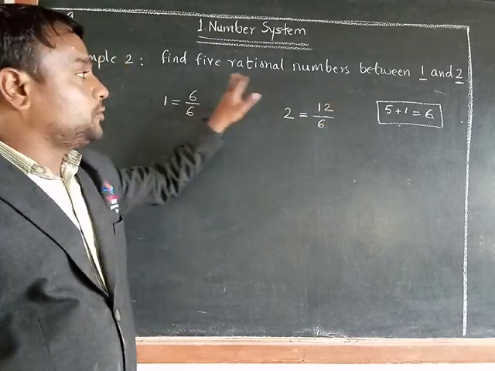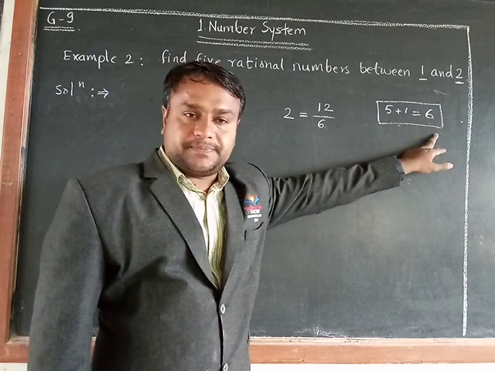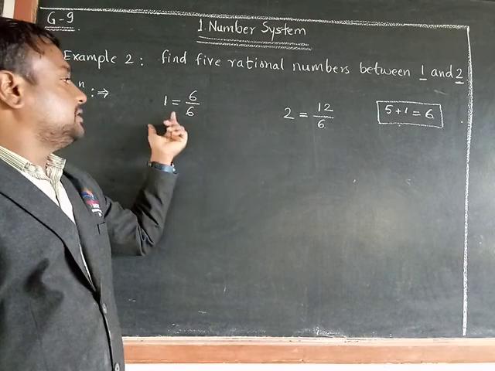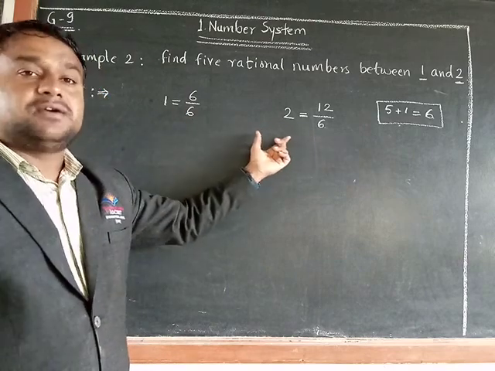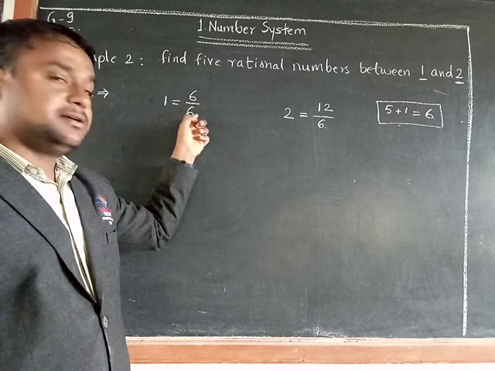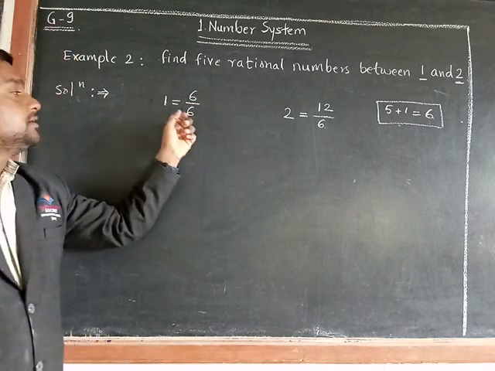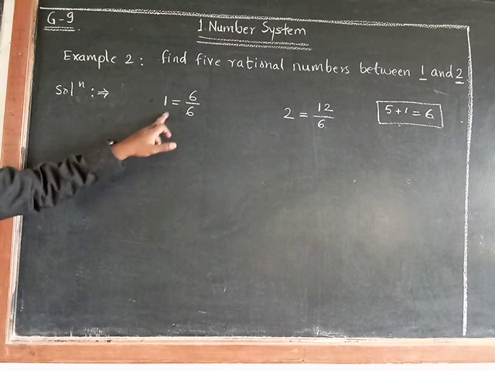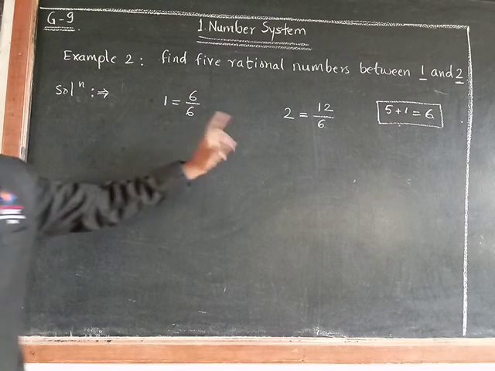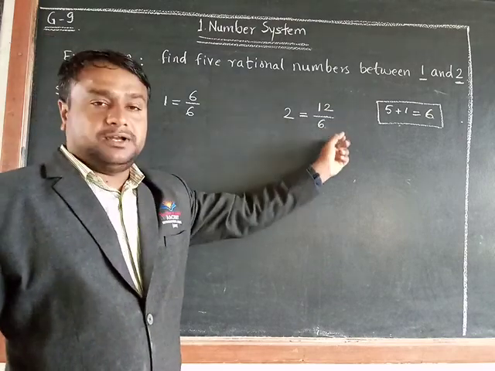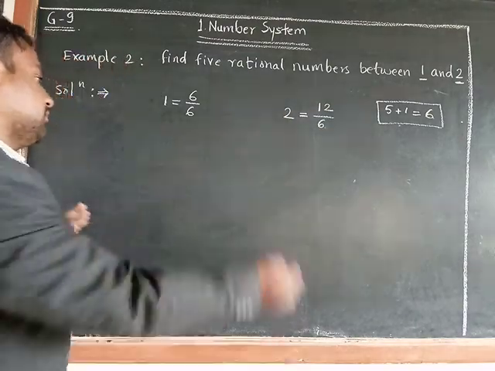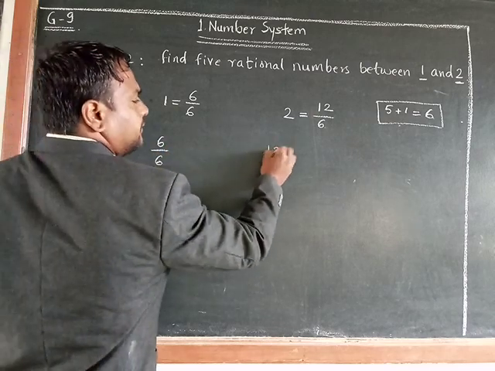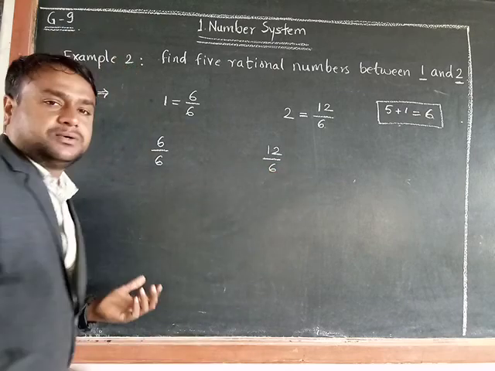So we add 5 plus 1 and take the number 6 first, and then we have to express these two numbers in the form where our denominator should be 6. So 6 upon 6 is the 1. So we can represent 1 is equal to 6 upon 6, and also we can represent 2 is equal to 12 upon 6. Now 6 upon 6 is our 1, and 12 upon 6 is our 2.